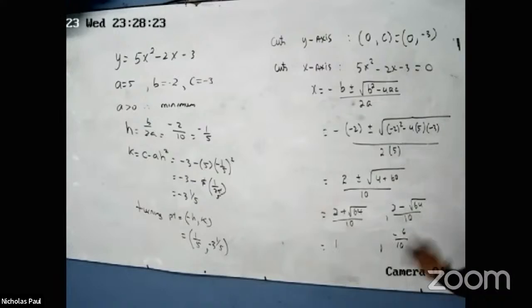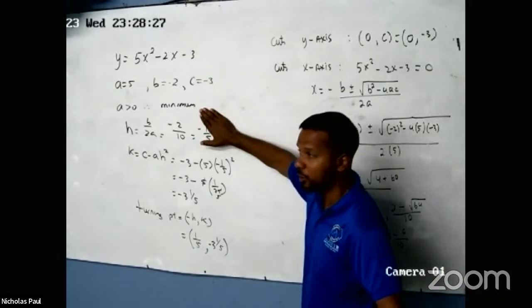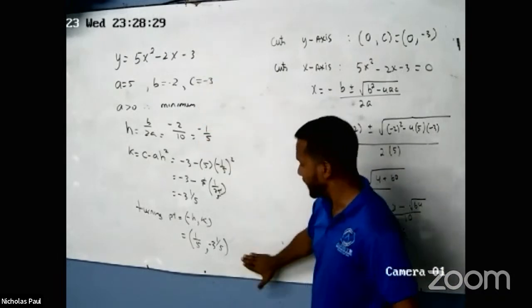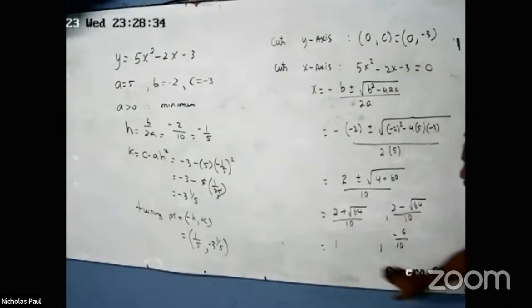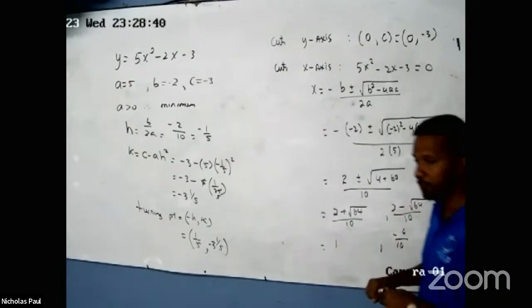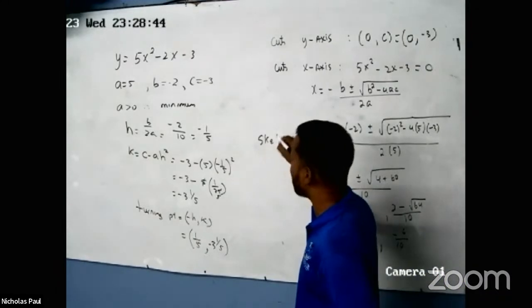Okay? So here's what we learned. We learned that this is a minimum quadratic. We learned that the turning point is this. We learned that the y-intercept is this, and it cuts the x-axis here. That's okay? Copy it down. Now we could sketch it. We still have some more information to get, but we could actually draw this quadratic.